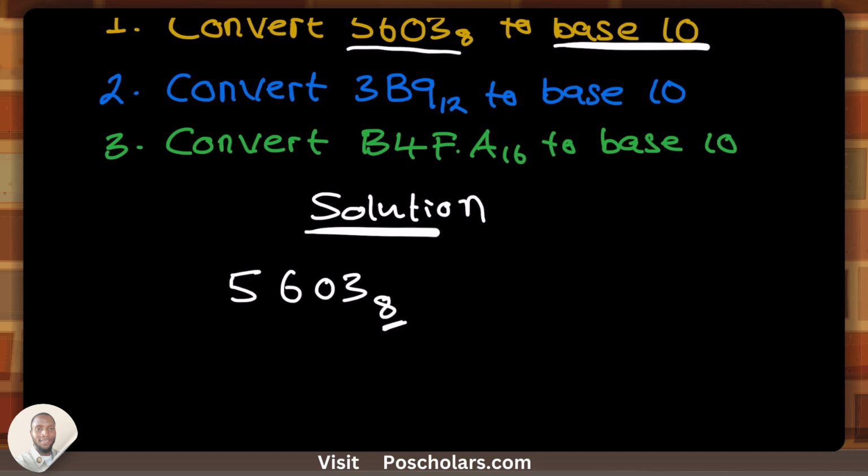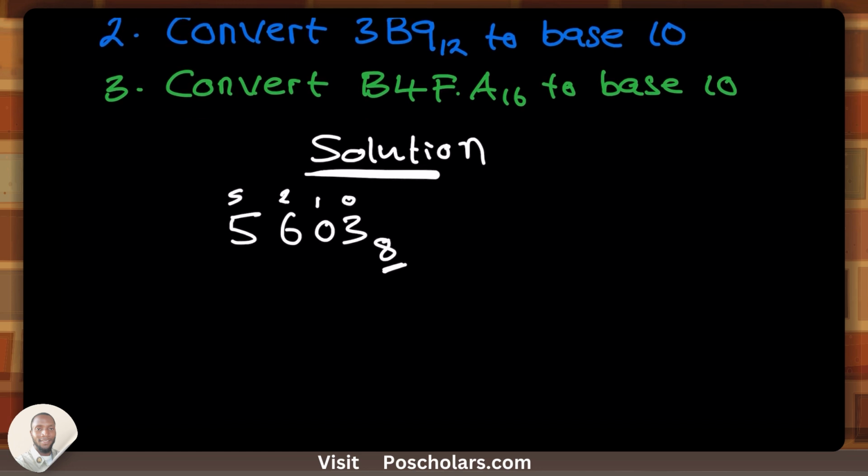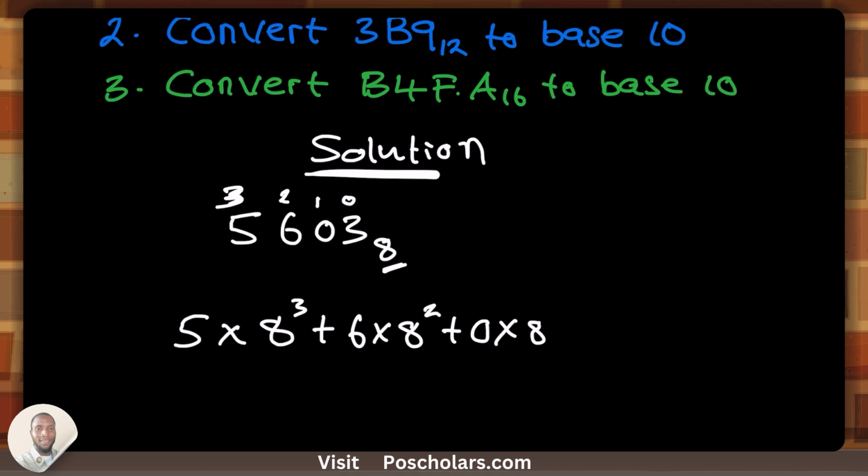What do I mean? To do that, you simply number the digits 0, 1, 2, and 3. Next, you write down the place value in the power of 8, starting with 5. I'll say 5 times 8 raised to power 3 plus 6 times 8 raised to power 2 plus 0 times 8 raised to power 1 plus 3 times 8 raised to power 0.